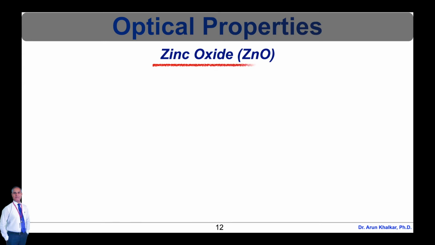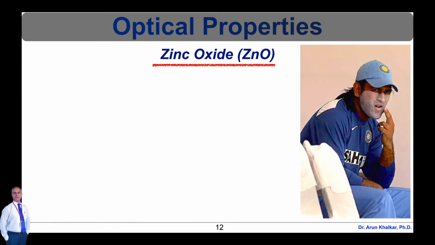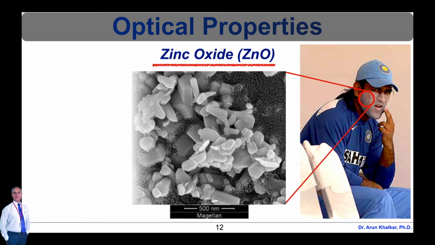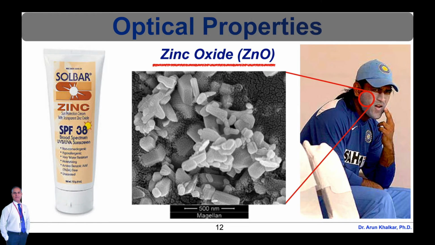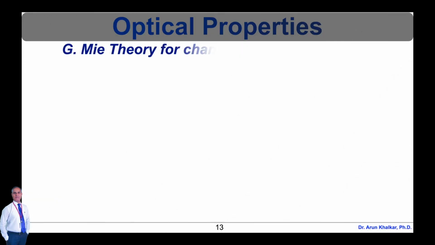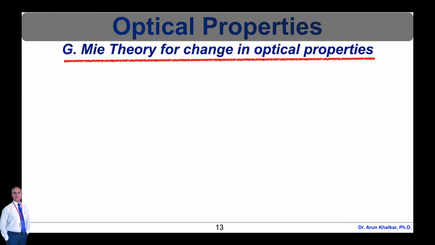One more example: the optical properties of zinc oxide. Large-size zinc oxide particles block ultraviolet light and have the ability to scatter visible light, hence they appear white. Whereas nano-sized zinc oxide particles also block the ultraviolet light, but they are so small compared to the wavelength of visible light that they do not scatter it, hence they appear clear. A SEM image of zinc oxide nanoparticles, which are used in sunscreen creams, is shown here.